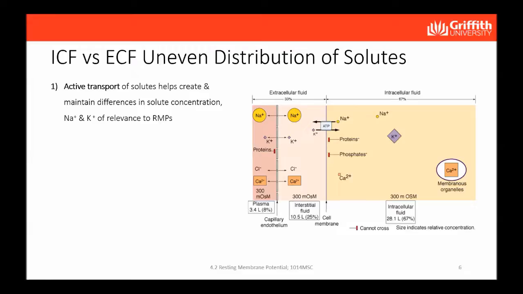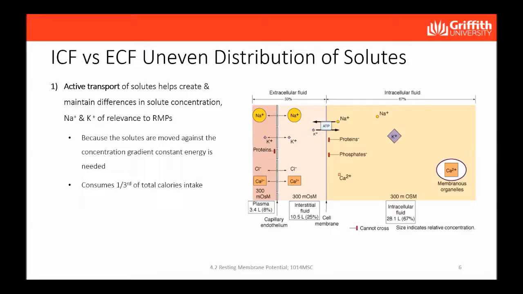Because of the difference in the concentration gradient, there is a constant leakage of potassium ions out of the cell and sodium ions into the cell. The sodium-potassium pump helps create and maintain the differences in the solute concentrations of sodium and potassium ions, thereby stabilizing the resting membrane potential. Because the solutes are constantly moved against their concentration gradient, energy is continuously expended. The sodium-potassium pumps consume almost 1/3 of our total caloric intake in order to maintain their function.